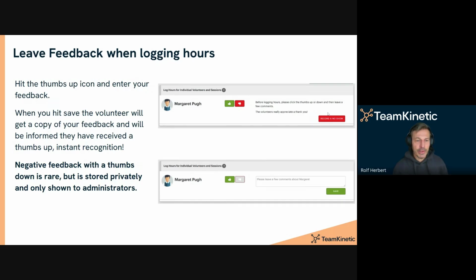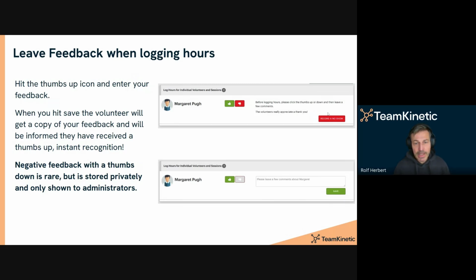If someone puts a negative feedback, so they put a thumbs down and leave a comment, that obviously doesn't go to the volunteer. It will only go to the admins. You're the only people that can see it on the screen there in the report, and you can act on that feedback and then remove it when it's been actioned.